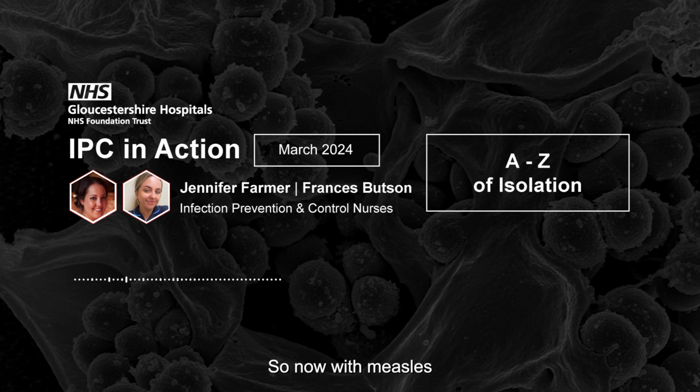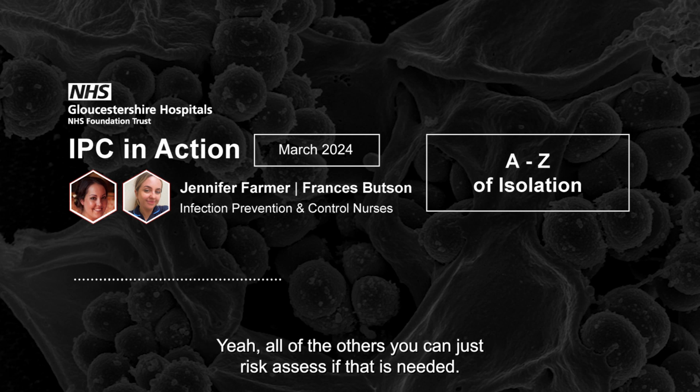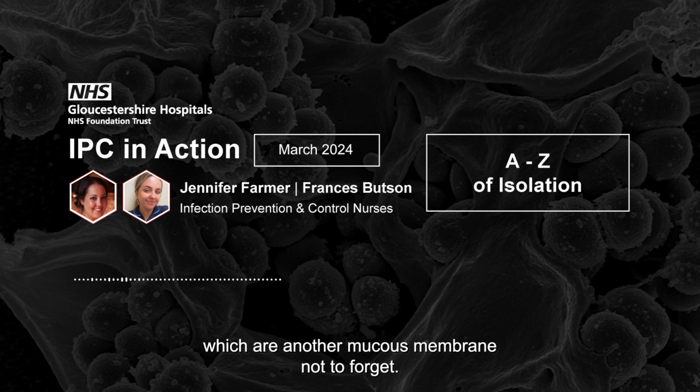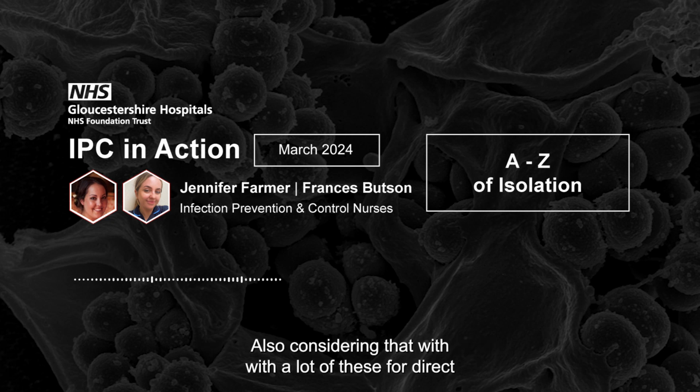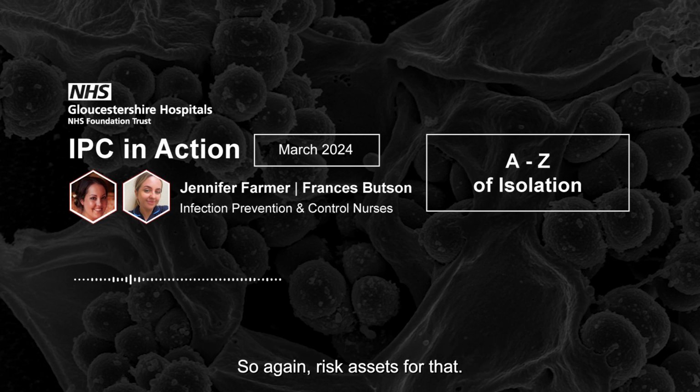Now with measles, just measles, and any MDR-TB or XDR-TB, which is extensively drug-resistant, you would also need a visor. All of the others, you can just risk assess if that visor is needed, if there's a high risk of splashing into your eyes, which are another mucous membrane, not to forget. Also consider that with a lot of these, for direct patient contact, you may also need to be wearing an apron and gloves as well. So again, please risk assess for that.